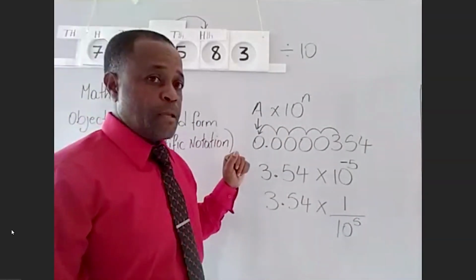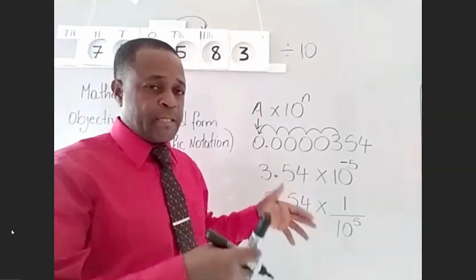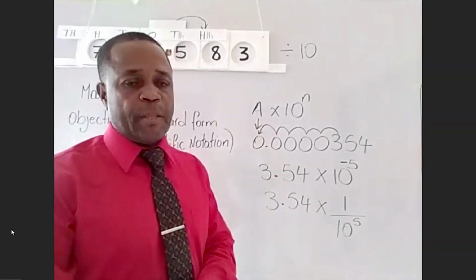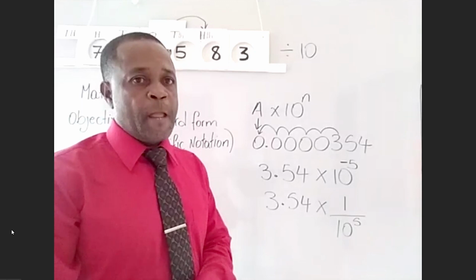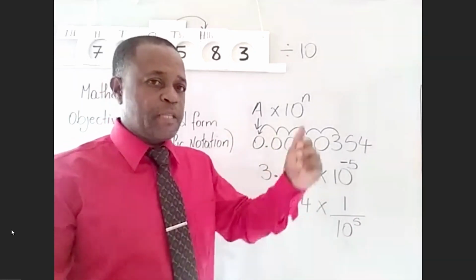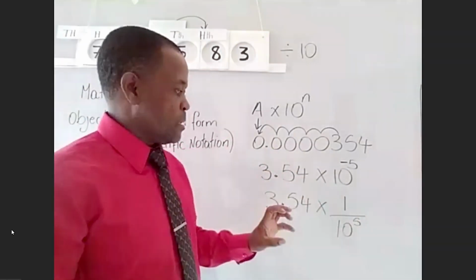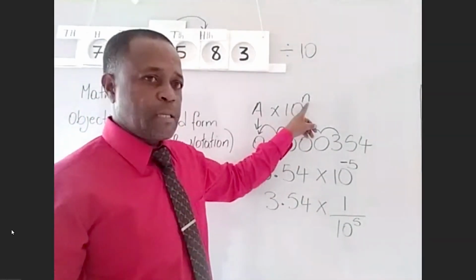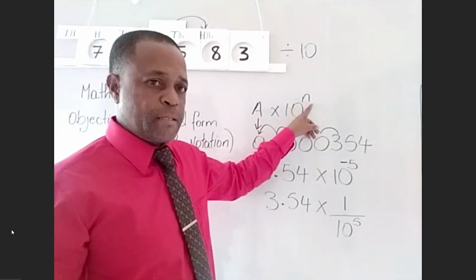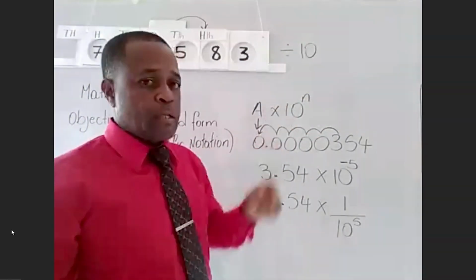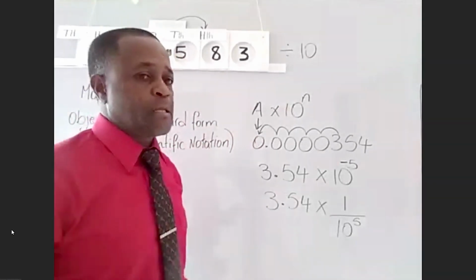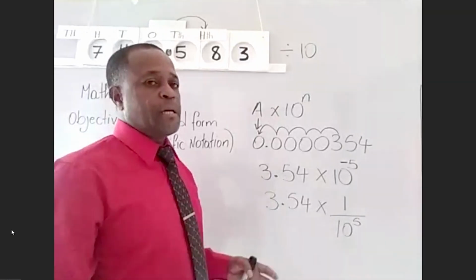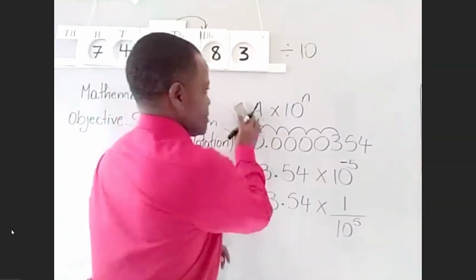A must be a number that lies between 1 and 10. A is a number that lies between 1 and 10. Good. Now, the number of times you move the digit in order to get the number to be between 1 and 10 would indicate what n is, the power here. So we have a few minutes, so let's look at a few questions as it relates to the 3 different scenarios that we actually look at.